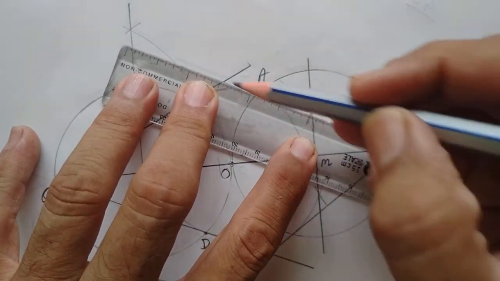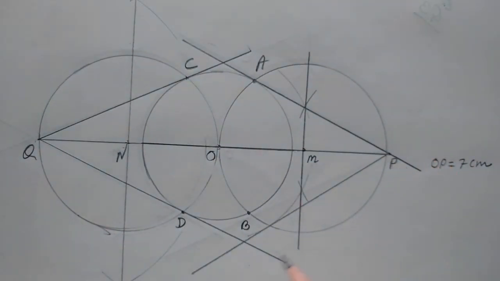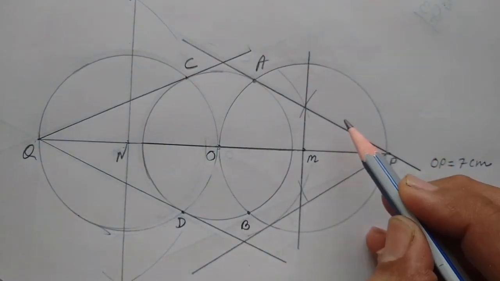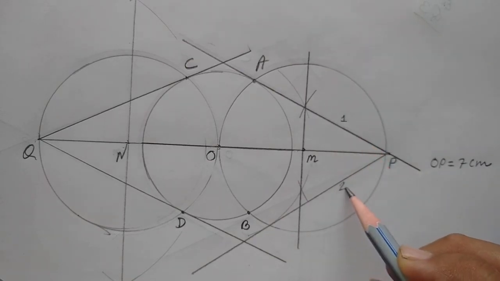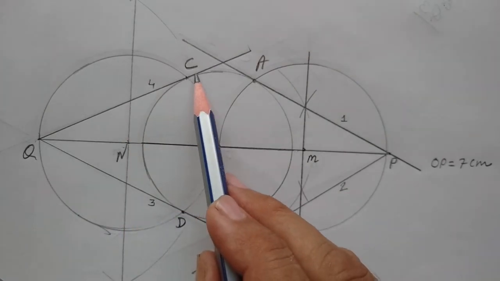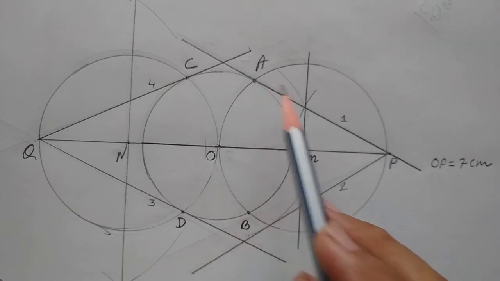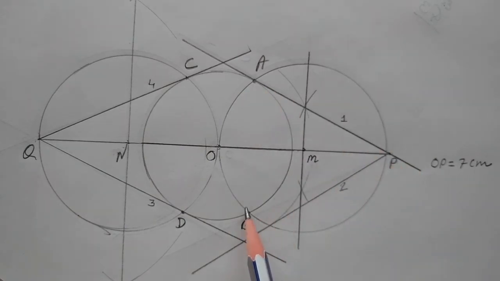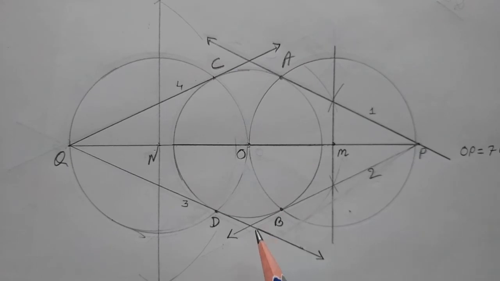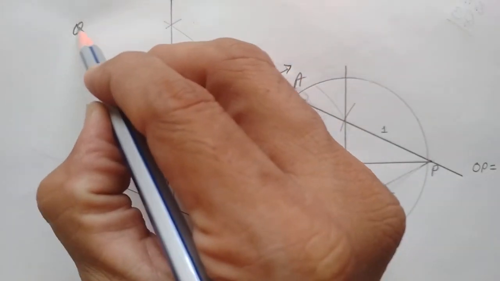Okay children. So now you can see that we have 4 tangents. This is first, second, third, fourth. So children, this is the original circle. Through this circle, we have OP, AP, one tangent. So 4 tangents you can see in this figure. So by this way we have finished question number 3.